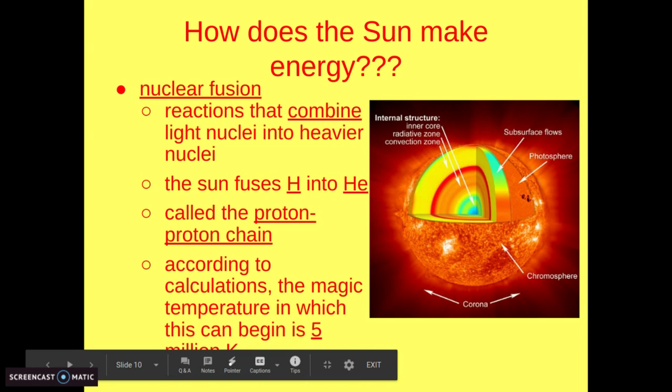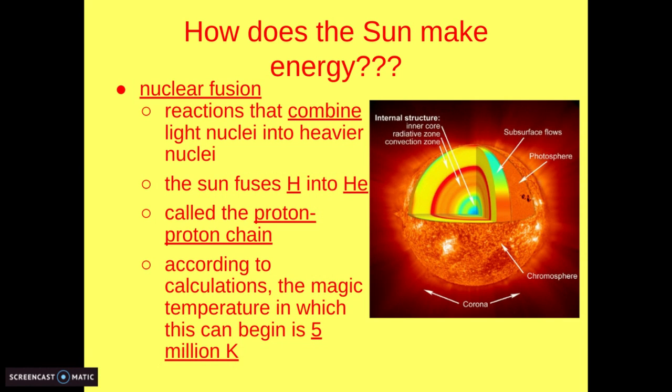So how does the sun actually make energy? It makes energy through nuclear fusion. Nuclear fusion is a process, more of a reaction, that combines light nuclei into heavy nuclei. So in the sun, it specifically fuses hydrogen into helium. So the fuel of the sun is hydrogen, and it takes all that hydrogen and it goes through nuclear fusion, creating helium. And then over time, it can create larger elements as well. It's called the proton-proton chain reaction, which is how it goes from hydrogen to helium. That's what they call it.